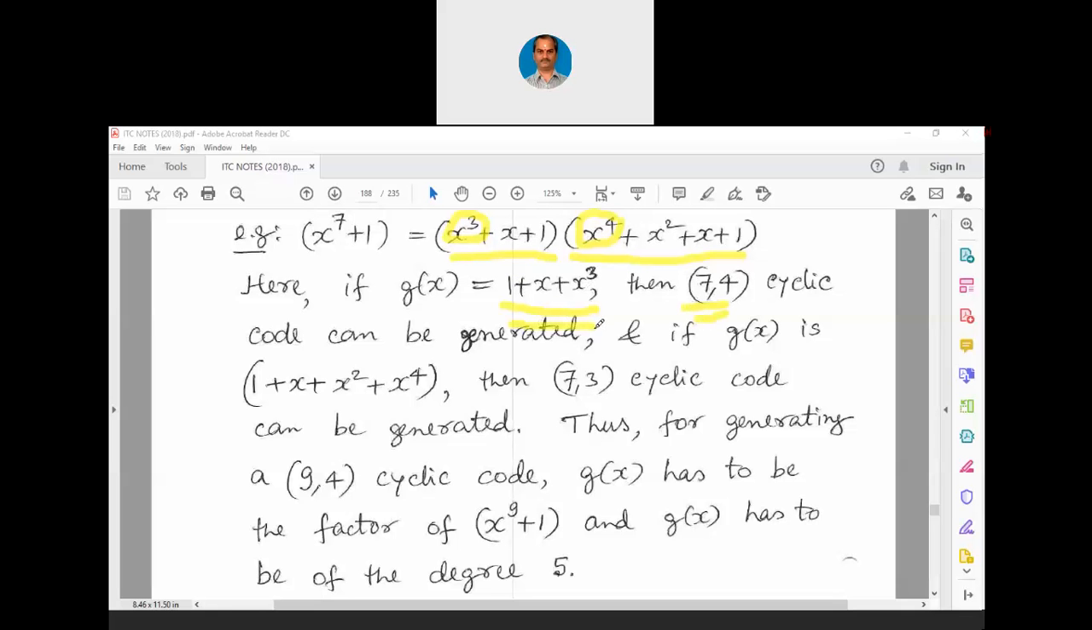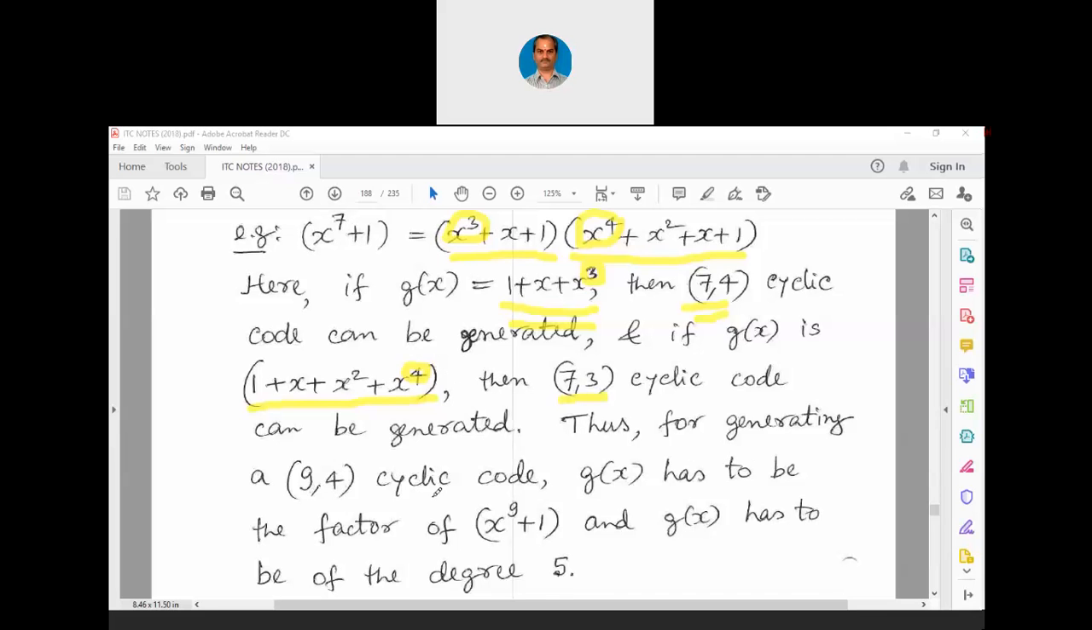You can see this. Here it is n minus k. Sorry, n minus k, not n minus k minus 1, n minus k only. 7 and 4, n minus k is 3. Similarly, if we choose g of x as 1 plus x square plus x power 4, then it can be 7 comma 3. Why? Here you can see again n minus k. 7 minus 3 is 4. So this way, any factor of x power n plus 1 can be used as a generator polynomial.